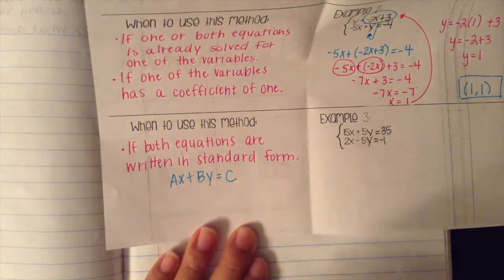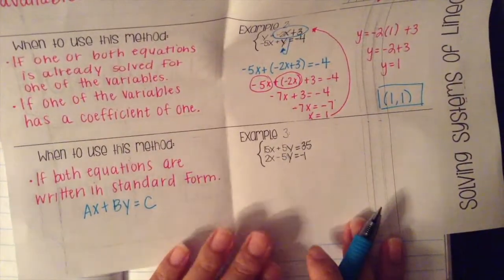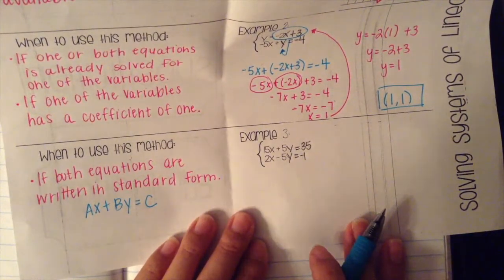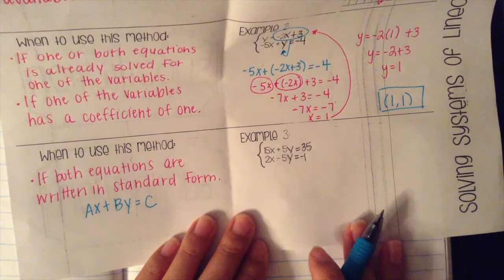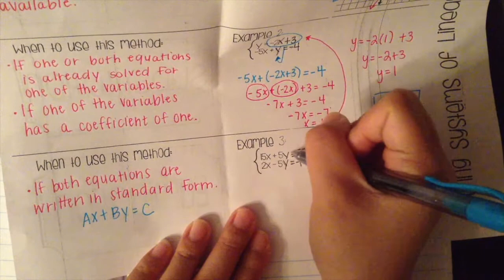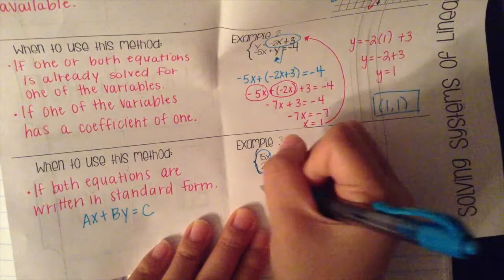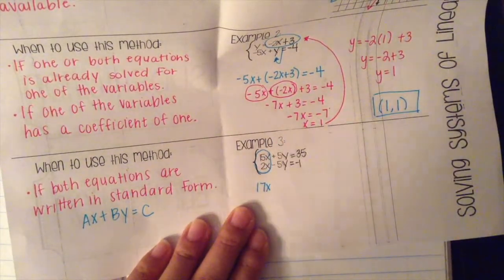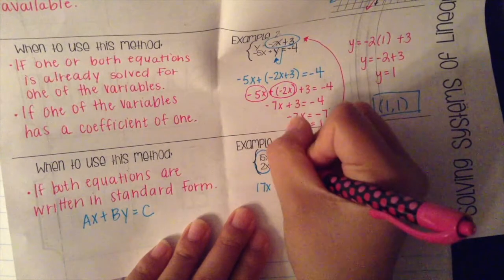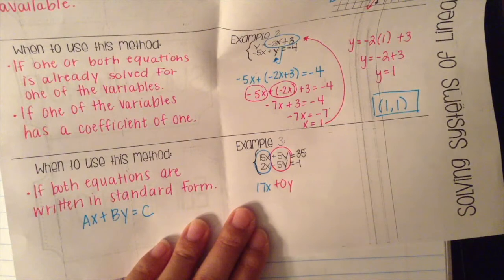Okay, so the last one I'm going over is elimination, and when to use this method. If both equations are written in standard form, that's when you use this method. So example 3, I have 15x plus 5y equals 35, and 2x minus 5y equals -1. They're both in standard form, and I'm just going to combine them because I already know that these two will cancel out by looking. So I have 17x, and then I have positive 5y, negative 5y, which is going to make a plus 0y.